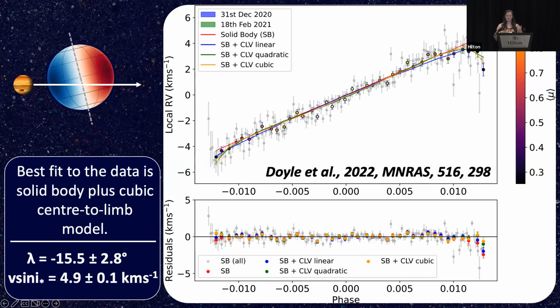So the first one, the red one, is solid body rotation on its own. Blue is then solid body plus a center-to-limb linear contribution. Green is solid body plus a quadratic center-to-limb contribution. And orange is solid body plus a cubic center-to-limb contribution. And overall, we find the best fit to the data is the solid body plus the cubic center-to-limb contribution, where the projected obliquity and the v sin i measurements are shown here on the board as well.